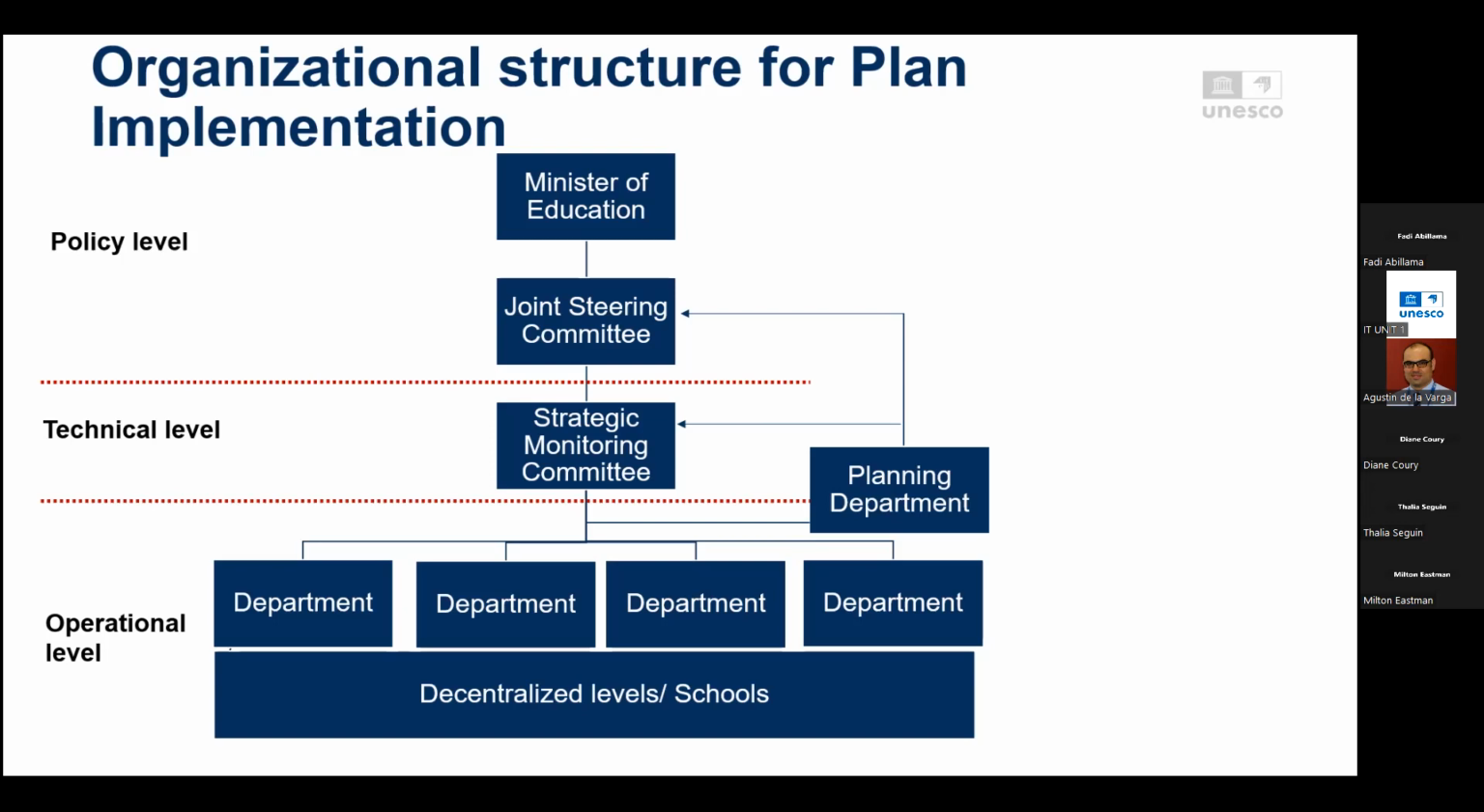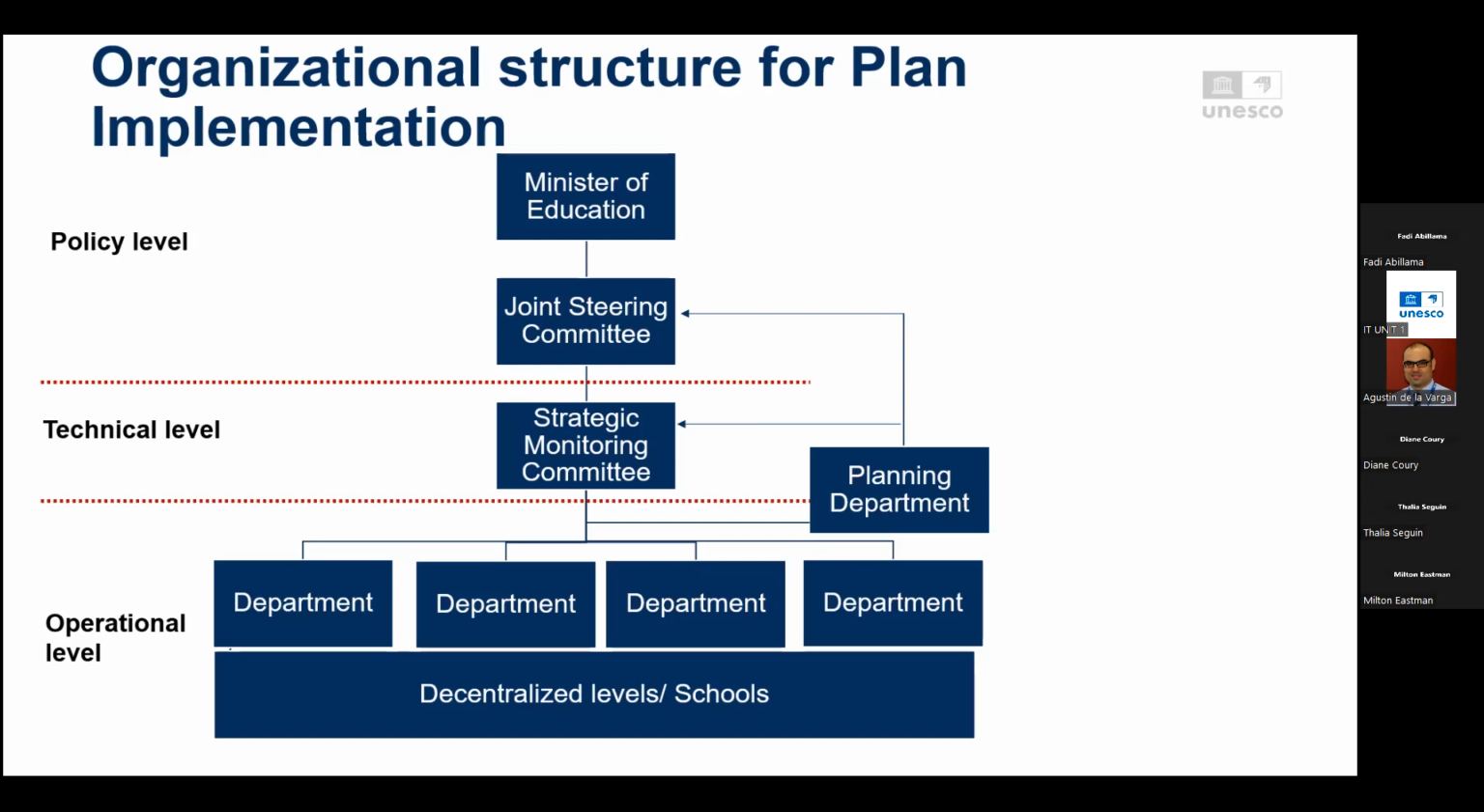Then at the next level, you have the strategic monitoring committee, which will oversee the overall plan implementation in a comprehensive way. It will ensure coordination between the different departments and also deliberate on high-level decisions to keep plan implementation on track. This committee is generally composed of department directors and chaired by a high-ranking officer.